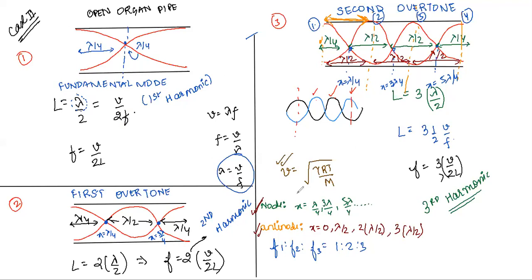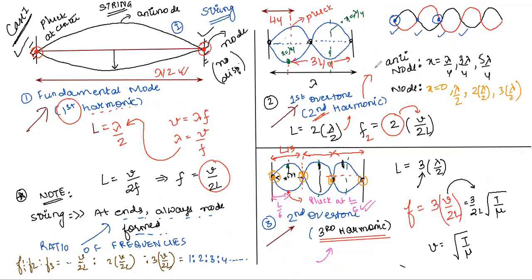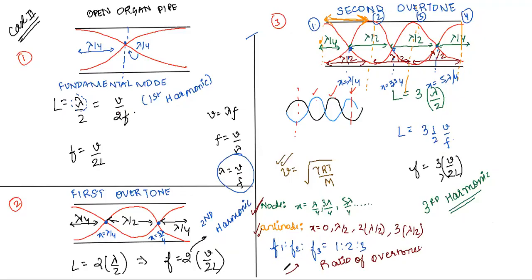Sometimes what I've written here, ratios of frequencies, these are also called ratios of overtones. Once you have written this down, please raise your hand. You should write in your notes the location of antinodes, nodes, and frequencies. Here I've written the ratio of frequencies. Here also, location of node, antinode, and location of frequencies. Once written this down, please raise your hand.